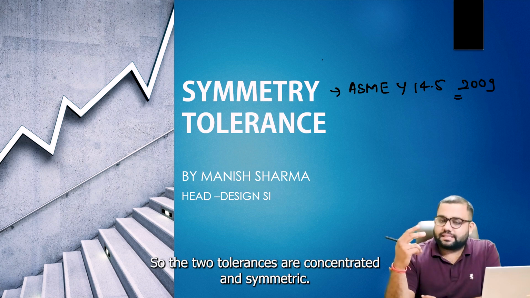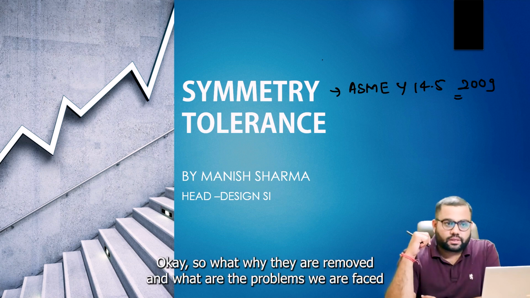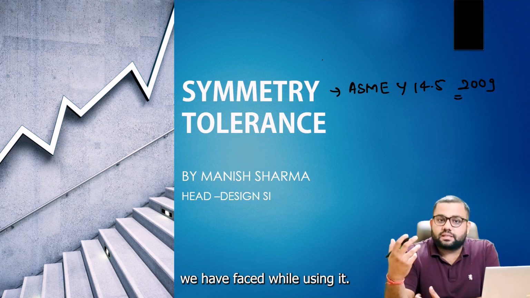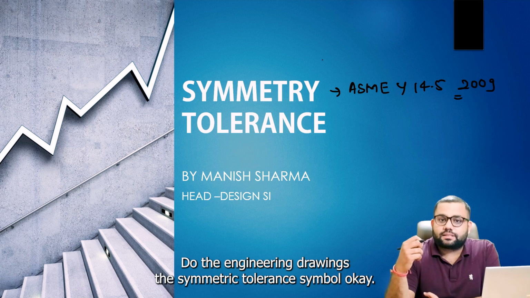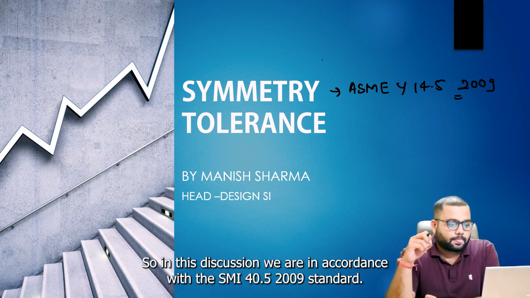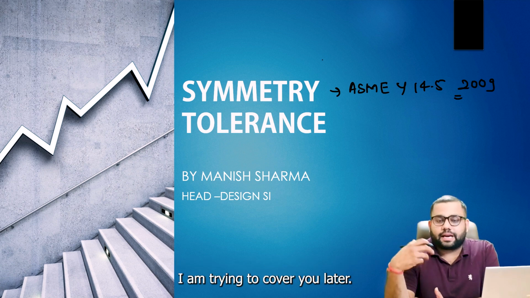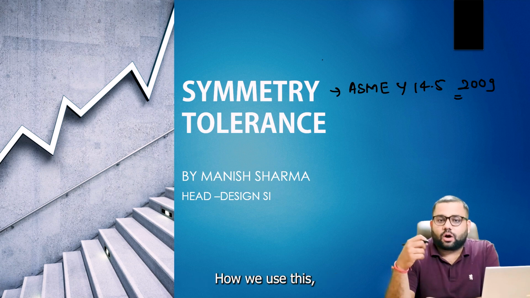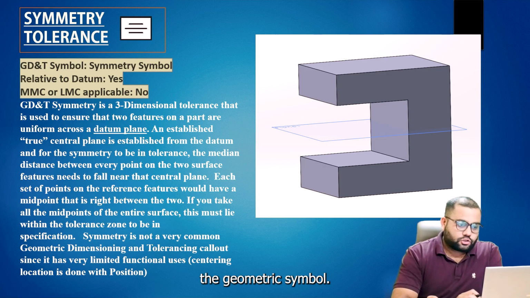The two tolerances are concentricity and symmetry. So why were they removed, and what problems have we faced while using the symmetric tolerance symbol in engineering drawings? In this discussion, we are in accordance with the ASME Y14.5 2009 standard. I am going to cover how we use this geometric symbol.